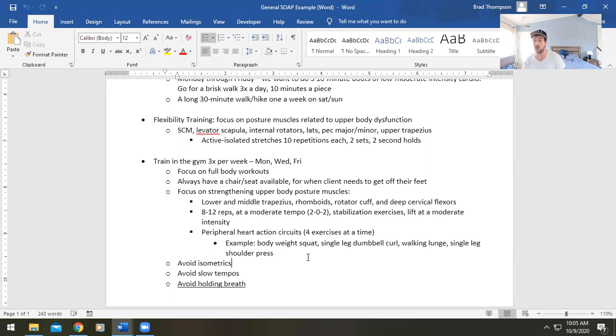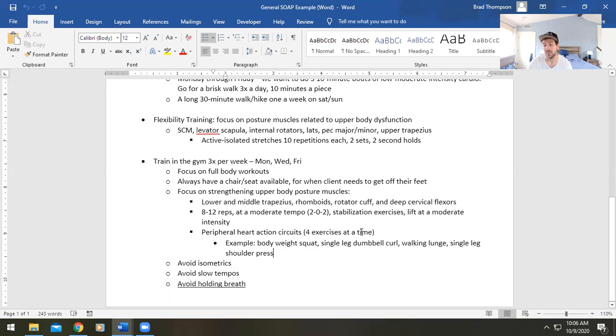And that's going to be really, really great because that's training your blood vessels to contract and relax and contract and relax, right? Dilate, constrict, dilate, constrict. That's one of the reasons why we love peripheral heart action so much. If you want to build endurance, start working out like this. Upper body, lower body, upper body, lower body. If you are doing a total body routine. If you're not doing a total body routine, you don't have to do this. Different goals, different folks. Avoid isometrics at all times, avoid slow tempos at all times, and avoid holding your breath.